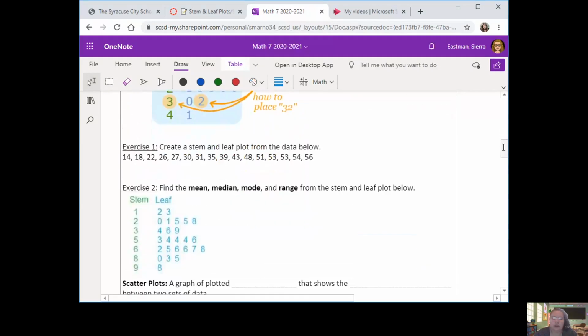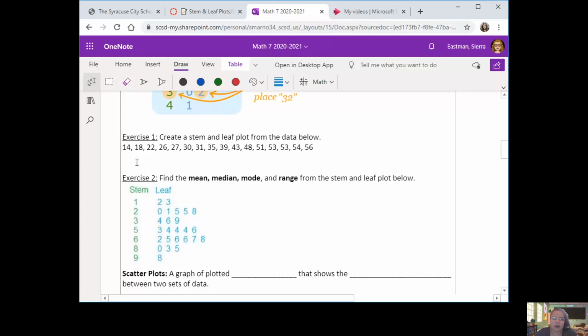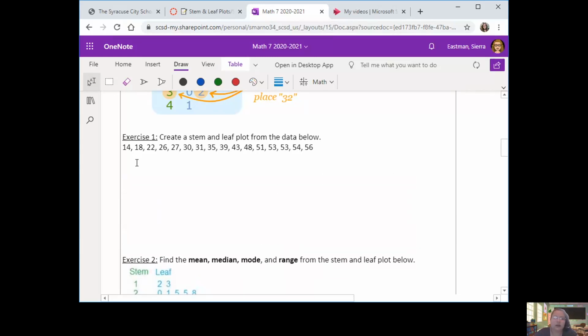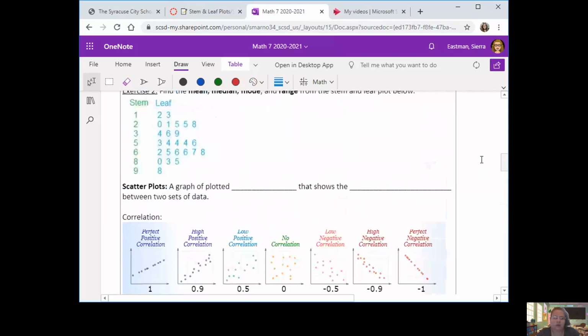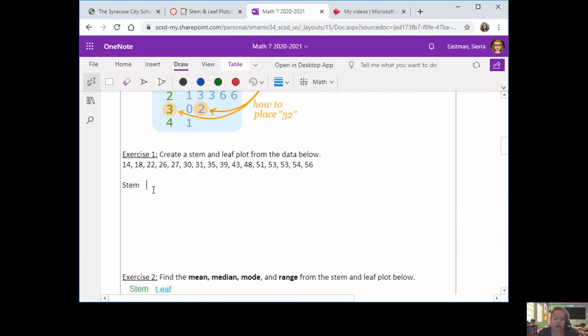So we're going to try that with our list here. I'm going to go ahead and create some more space for myself and try to get this written down nice and neat. So I think I'm going to try and type it instead of drawing it. But our first job is to label where our stems are going to go and where our leaves will go. There we go. The first stem we have is 1 from that 14, and then our leaf is a 4.